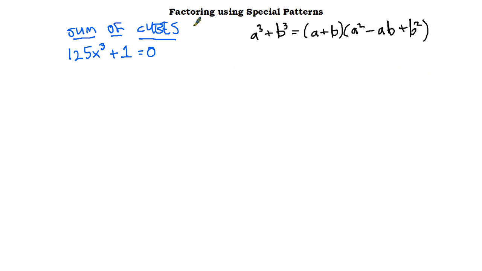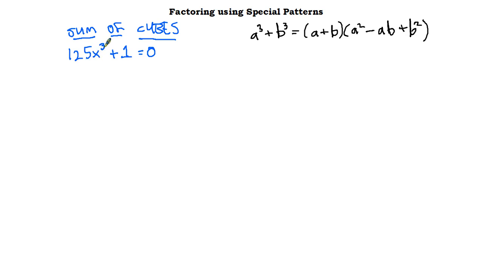So we're going to look at another way to factor using a special pattern. We already talked about the special pattern called difference of squares and another one called difference of cubes. This time we're going to look at the sum of cubes. And again, a sum is things that are added together, so we'll be adding. And then we need to have two things that are cubes.